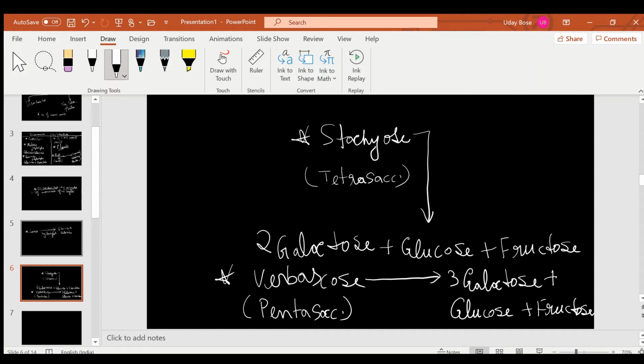But in case of oligosaccharides and onwards, you will always get the concept of hydrolysis, where you will get 2 units of carbohydrate after hydrolysis in case of disaccharide, and more than 2 molecules of carbohydrate after hydrolysis in case of trisaccharide, tetrasaccharide and pentasaccharide. So this should be very clear.